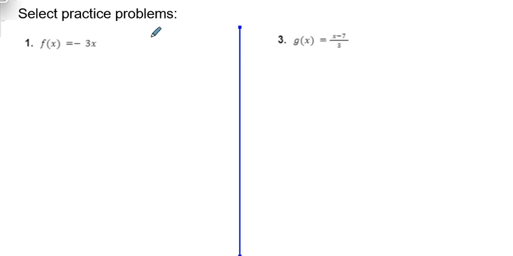Okay, here are the two select practice problems we're going to go over. So we're going to go over problems 1 and 3. Okay, so let's start with problem 1 here. Problem 1, f of x equals negative 3x.